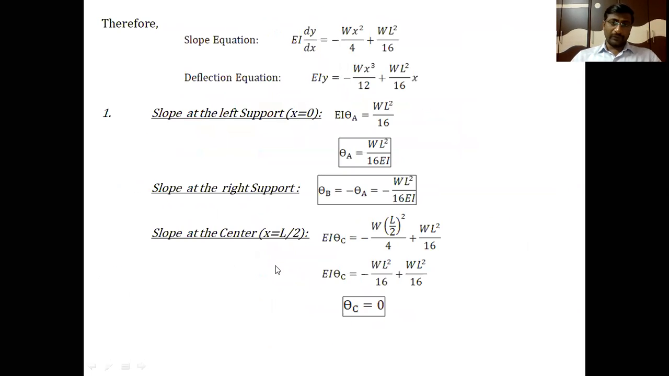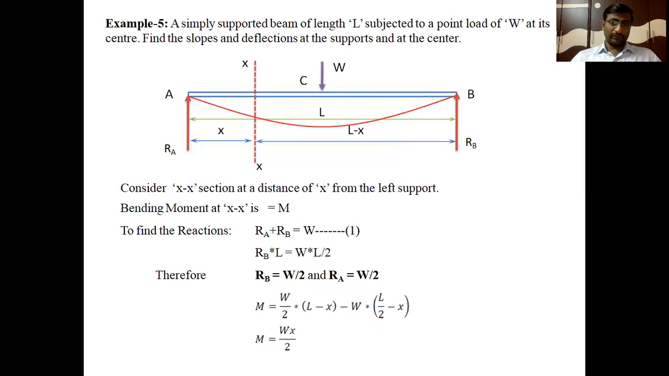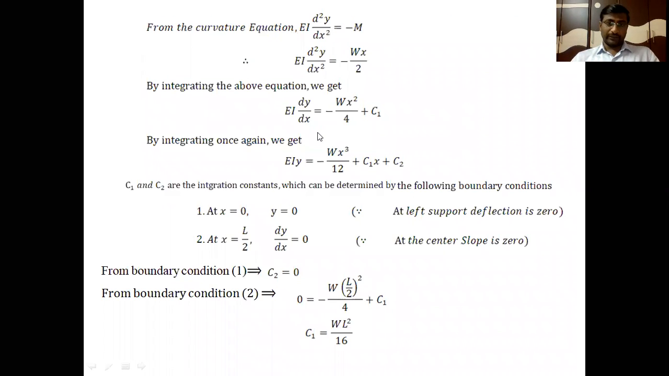At L by 2, what is the parameter? Which parameter is 0, either slope or deflection? Deflection is maximum. Wherever the deflection is maximum, slope is 0. Just now I explained that if we draw the tangent at this point, it will be horizontal. So the horizontal tangent angle is 0. So the slope at the center of the beam, if the load is acting at the center, is 0. So if x is equal to L by 2, the slope is 0. I have written here: at x is equal to L by 2, slope dy by dx is 0. At the center, slope is 0.